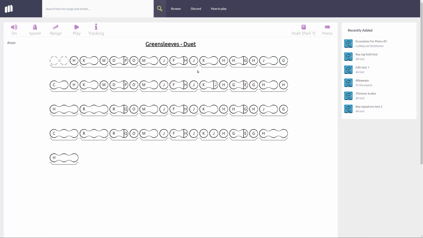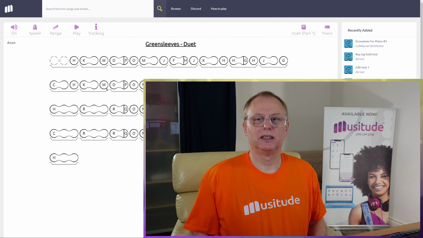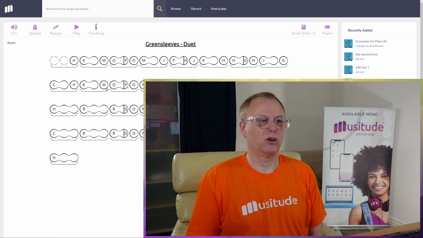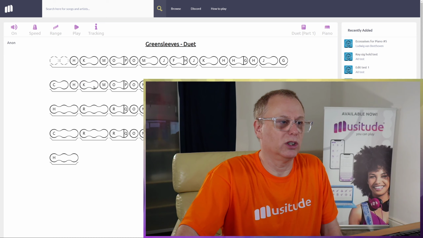So what you see here on the screen is the end result. It went through many iterations. I started out with a pen and paper, just doing experiments. Really, I just used an intuitive sense of what would be ideal. Let me just explain how Musitude notation works.